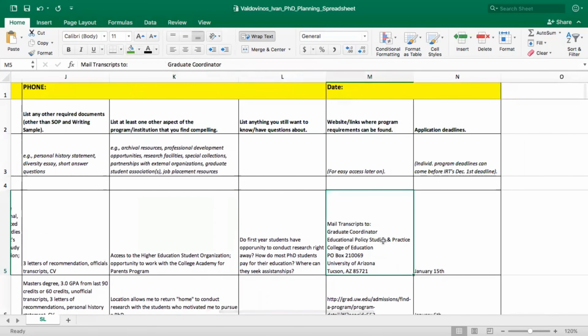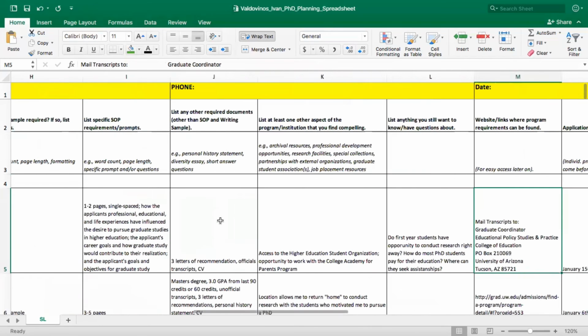Then, instead of putting the link, I put their mailing address because I wanted to make sure I had the mailing address if I needed it to submit documents for my application. And the deadline was January 15th.